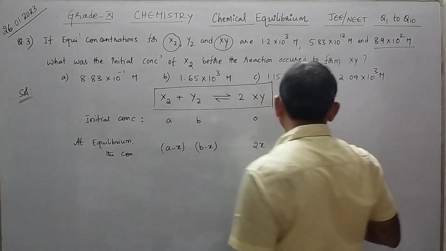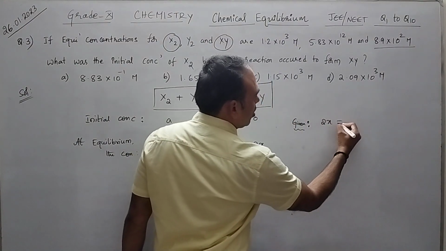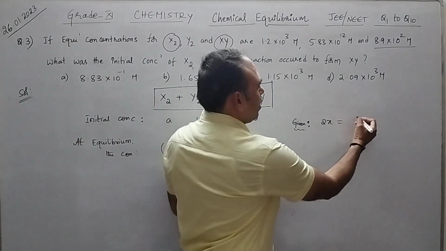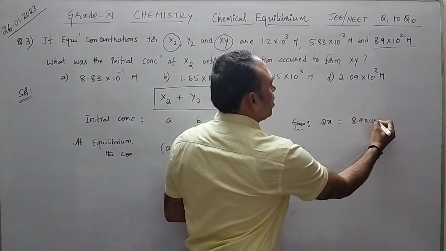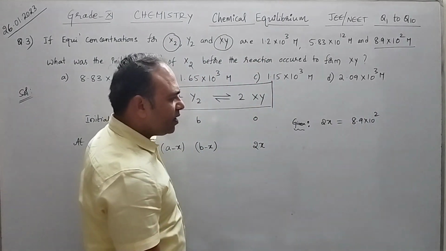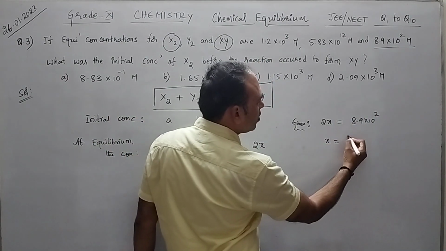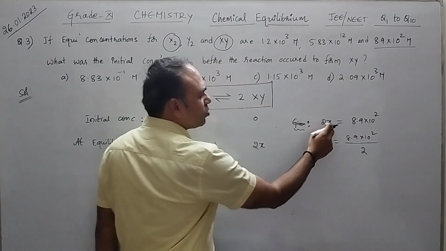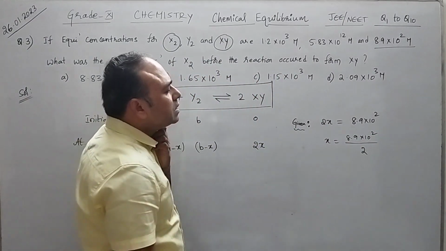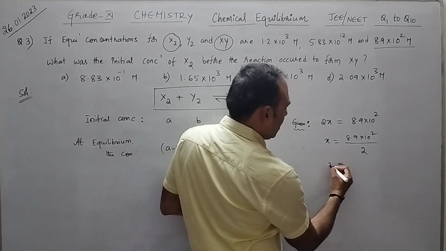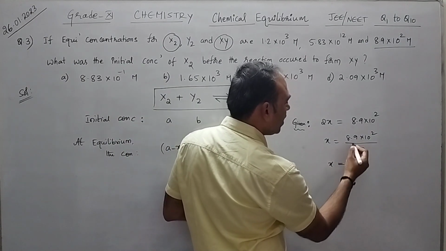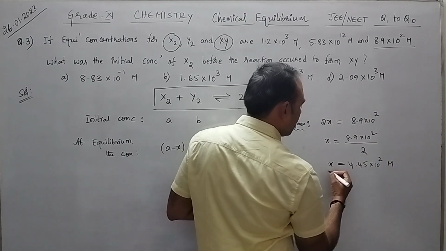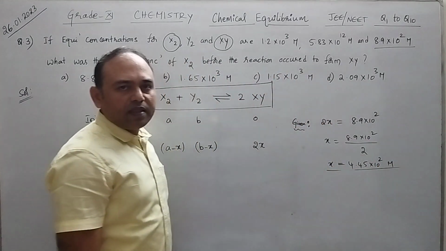So it is nothing but 8.9 into 10 square molar. Therefore we can write, given the concentration of the product xy, 2x equals 8.9 into 10 square. You want to find x, therefore x is equal to 8.9 into 10 square divided by 2. So what will be the answer here? x is equal to 4.45 into 10 square. So we have got the answer here.